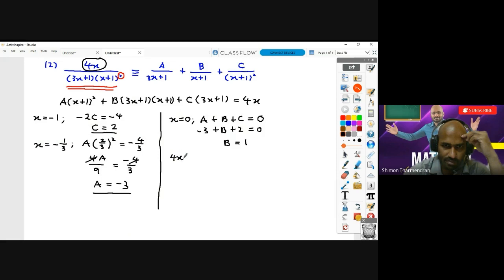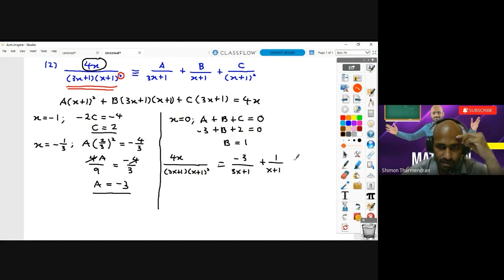Therefore, we have 4x divided by 3x plus 1 into x plus 1 squared equals to A is minus 3, B is 1, and we've got C as 2 over x plus 1 with a square over here. So that's the partial fraction part. Any questions?